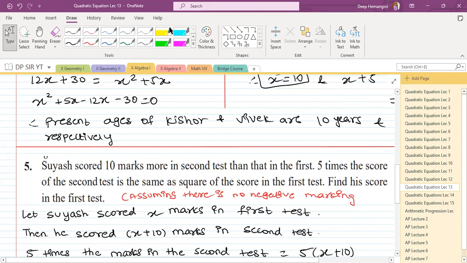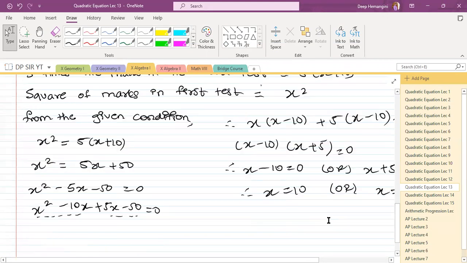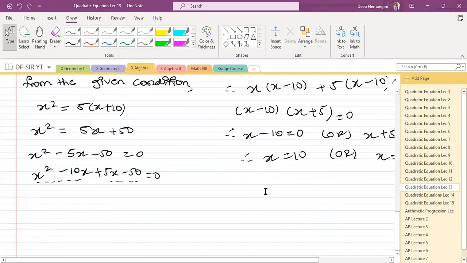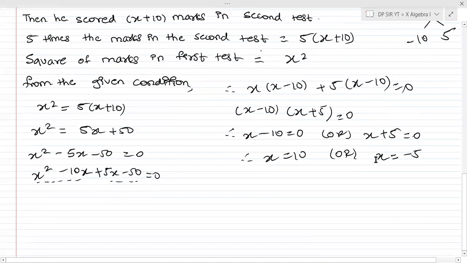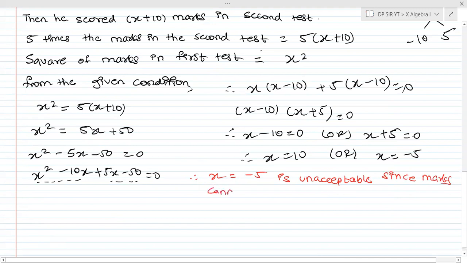So now here I can say that there are no negative marks. So x is equal to minus 5 is not acceptable. Therefore, x is equal to minus 5 is unacceptable since marks cannot be negative. Okay, understood till here? Shall I go ahead? So therefore, x is equal to 10.